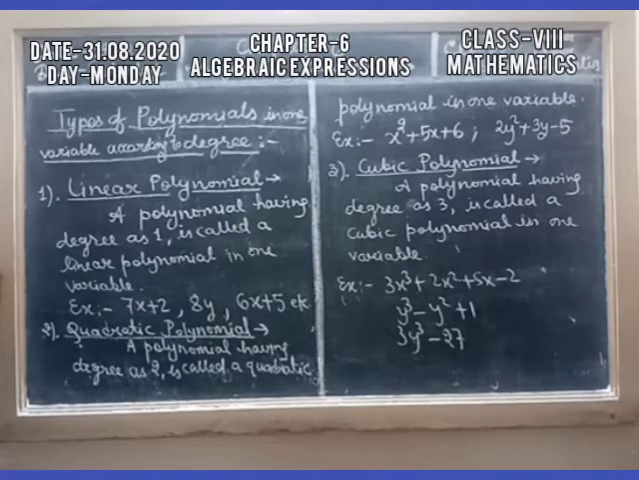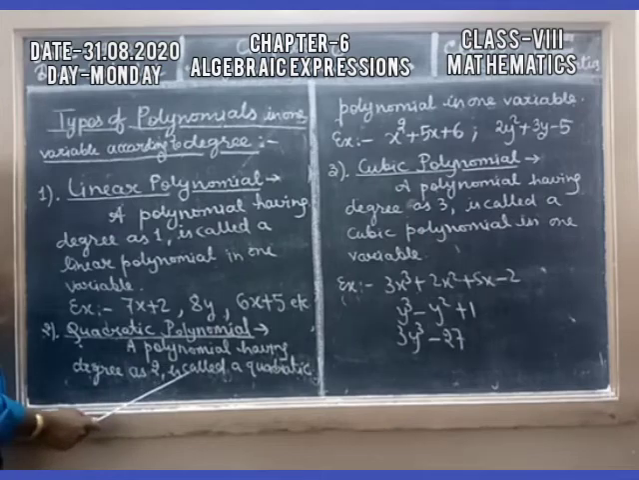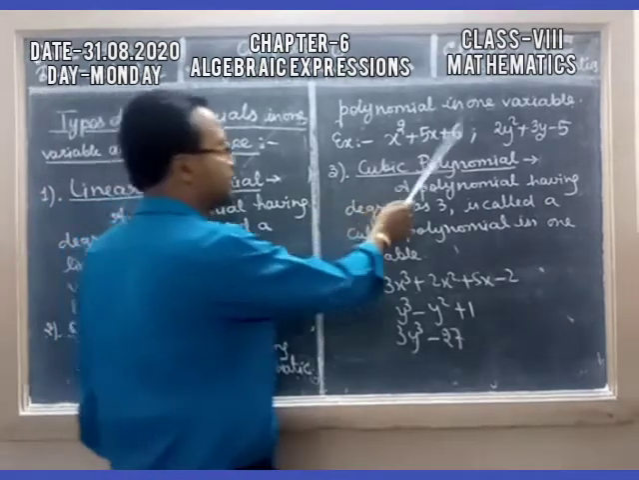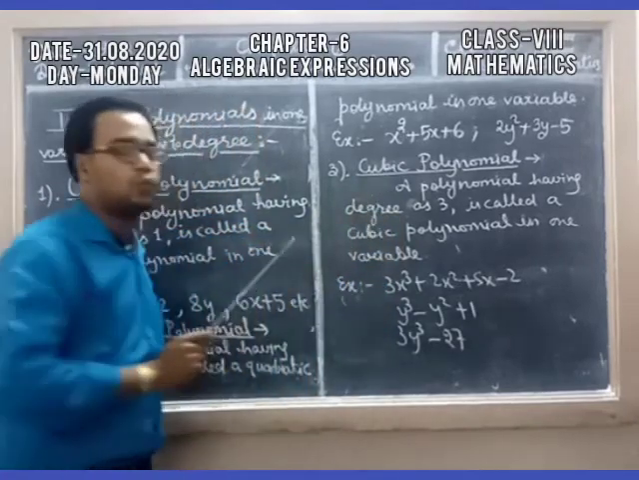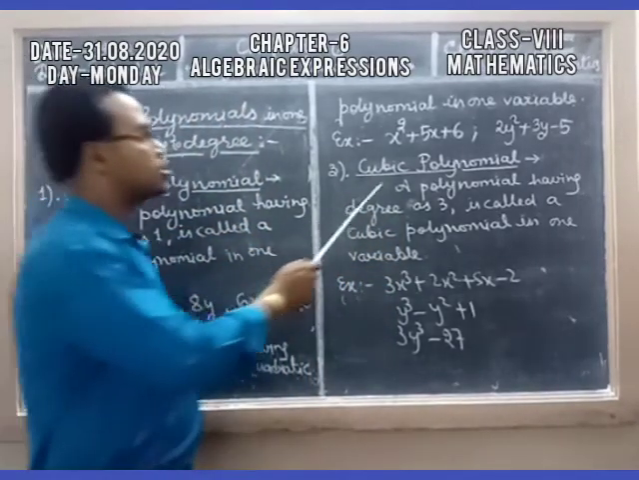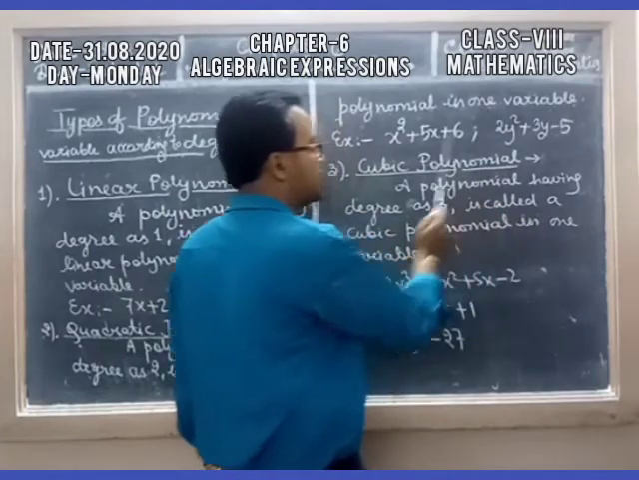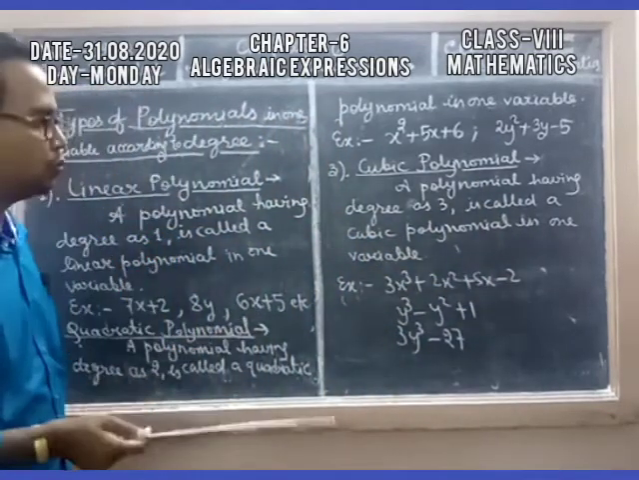Quadratic polynomial. A polynomial having degree 2, it means highest power is 2, is called a quadratic polynomial in one variable. x square plus 5x plus 6, highest power is 2, so degree is 2. 2y square plus 3y minus 5, highest power is 2, it means degree is 2.